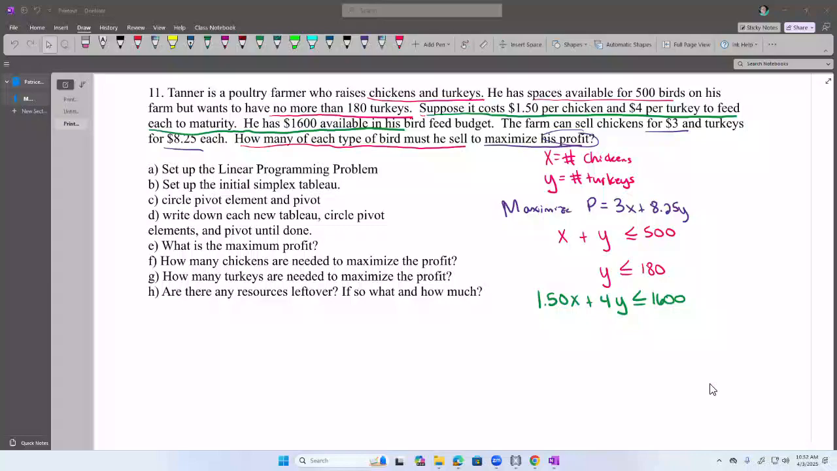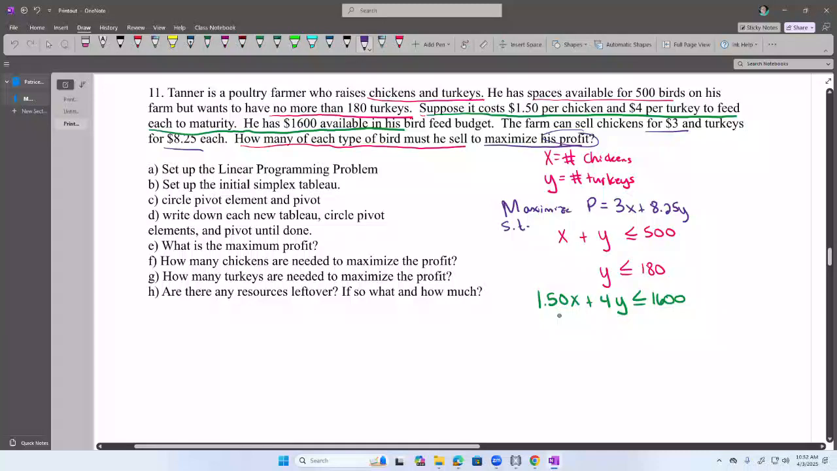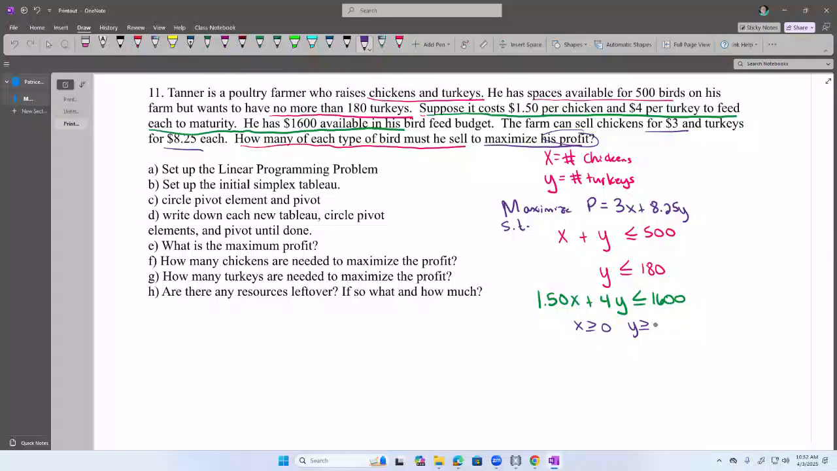All right, and so setting up the linear programming problem, we're maximizing this profit subject to these constraints, and then of course X has to be greater than or equal to 0, and Y has to be greater than or equal to 0, because it doesn't make sense to have a negative amount of birds, correct? Mm-hmm. Okay, and so this is my linear programming problem.